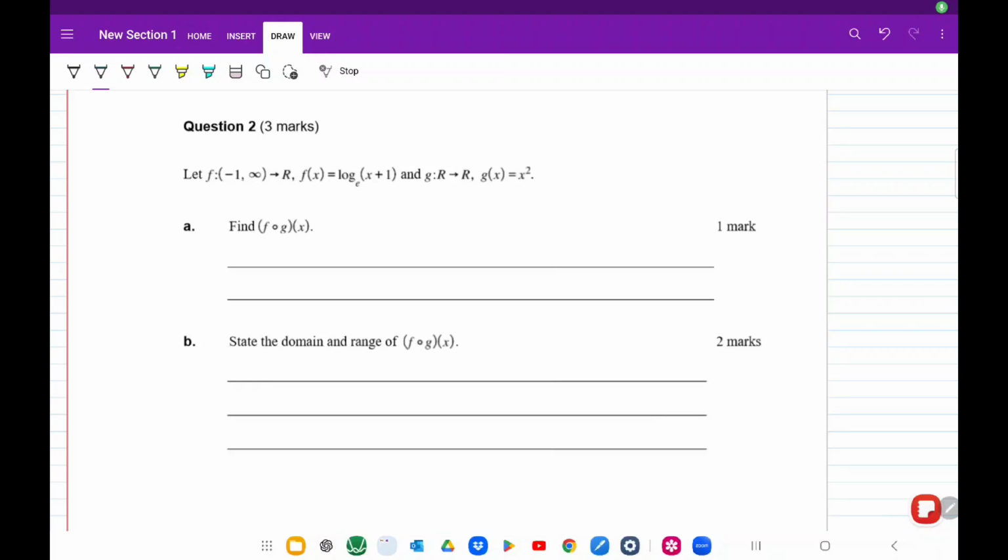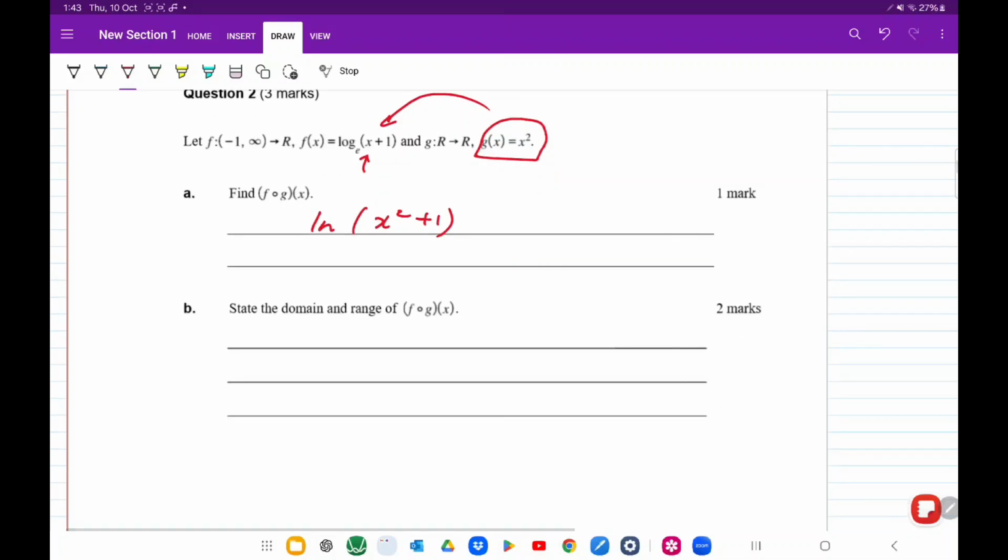Question 2 talks about log e x plus 1, and you've got a restriction of the domain, and you've got g of x is equal to x squared. So we're trying to find f of g. To find f of g, we're substituting g of x into log e x plus 1. So whenever we see an x, we'll write x squared. So this becomes ln x squared plus 1. The domain and range of f of g.